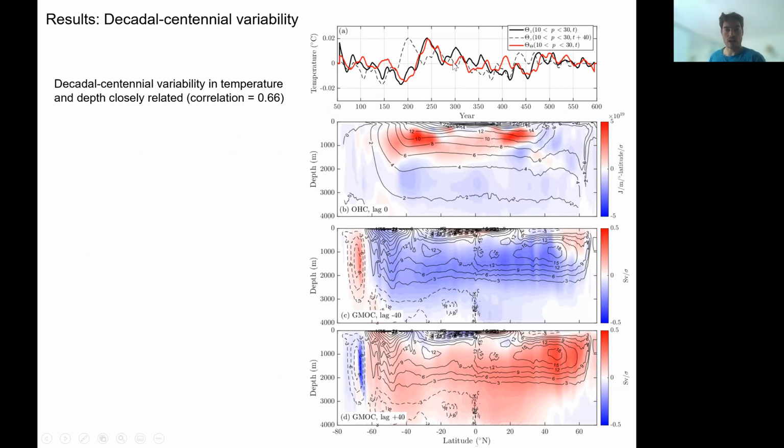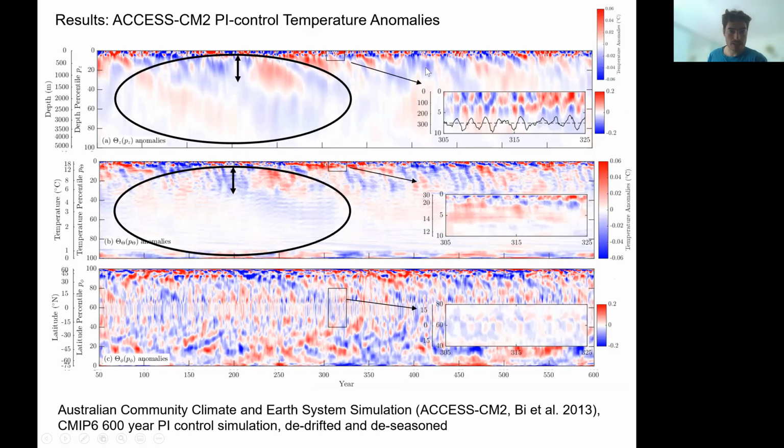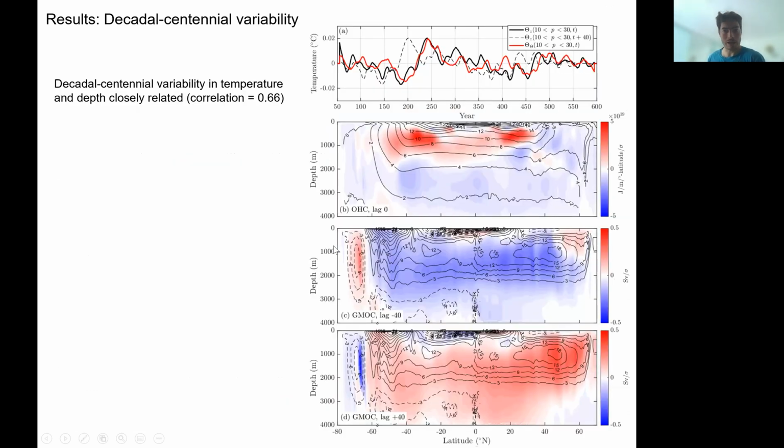Now, these two are closely correlated, which we might have expected from this panel, where you can see red, red, blue, blue. So there's a relationship there. The correlation's about 0.66, so it's moderate. Now, what is this signal?